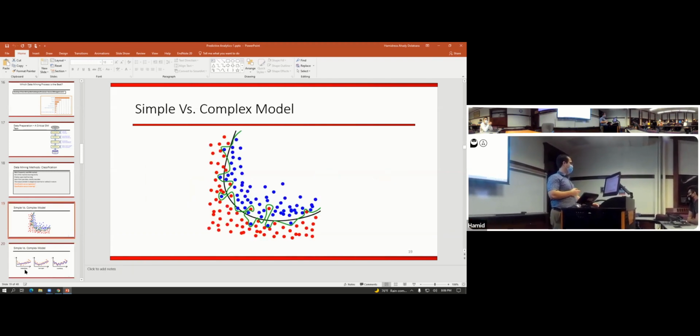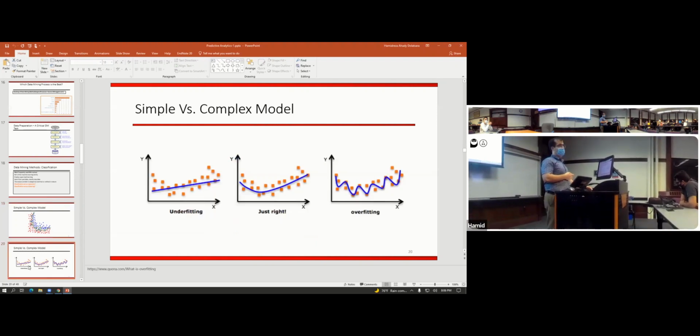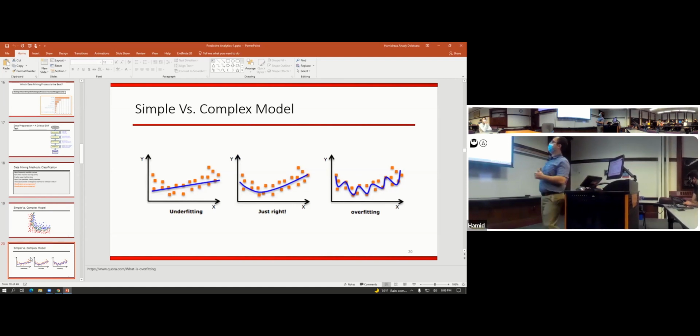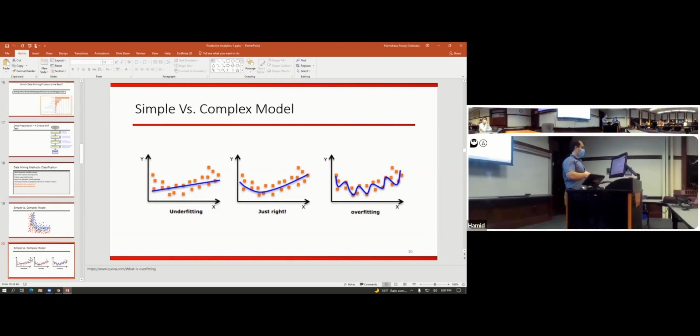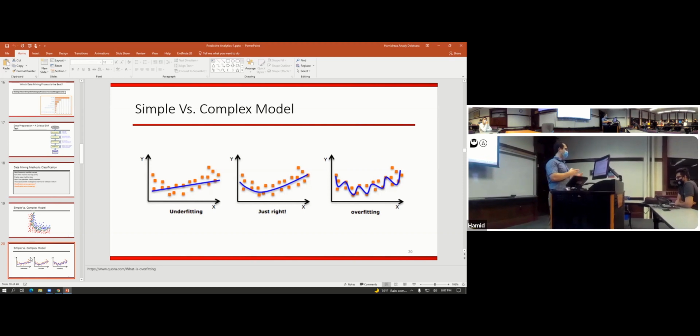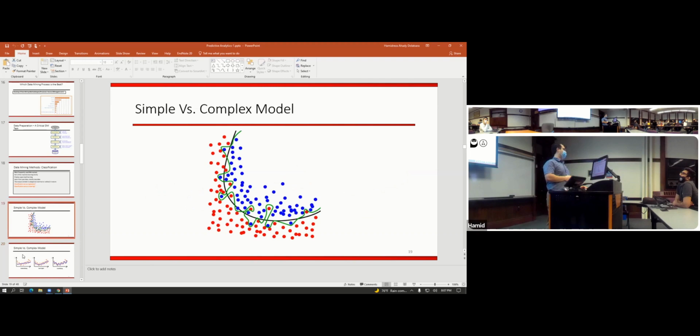Same in regression. This one is a classification problem, and this one is a regression problem. In the left figure, the blue line is regression that doesn't follow the pattern completely. In the middle one, it somehow follows the pattern, and in the overfitting one, it tries to go over all the points. Same here: the black line is fitted well, and the green one is overfitted.